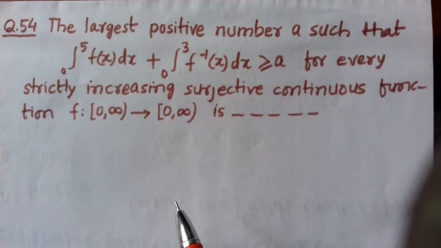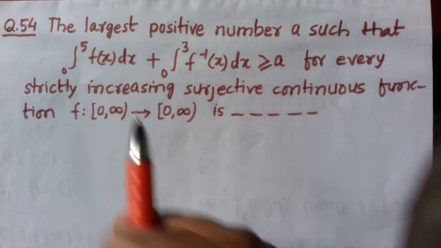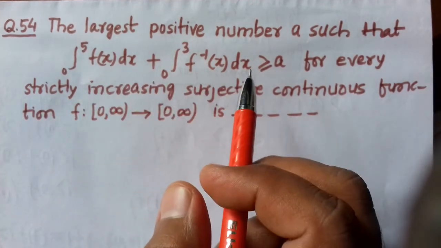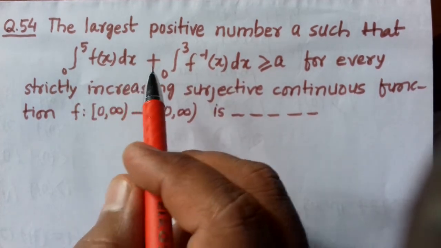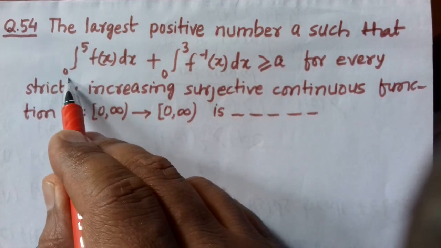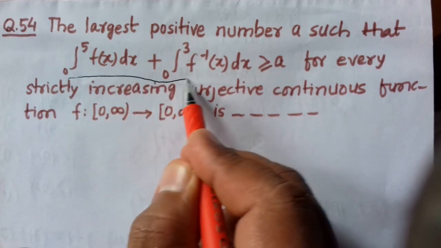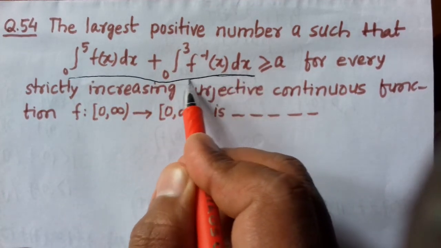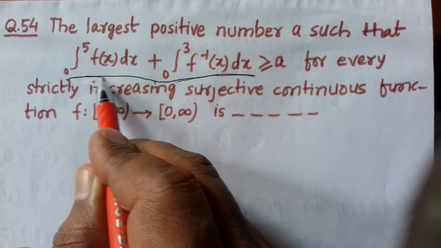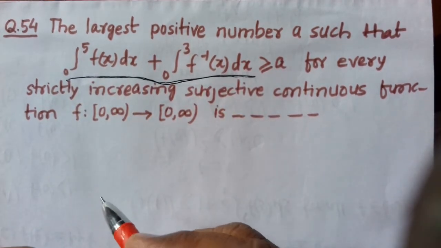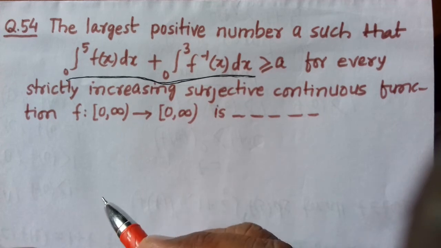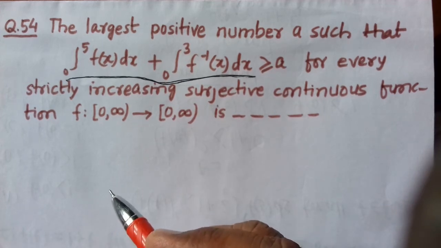Here is the question. You see the question and the meaning of this inequality. See carefully and try to understand. The meaning of this inequality is that you have to find the minimum value of this. I have underlined the minimum value of the sum of these two integrals. What is its minimum value?